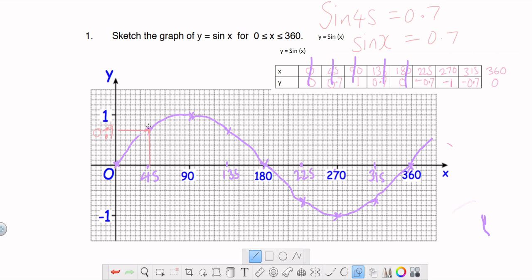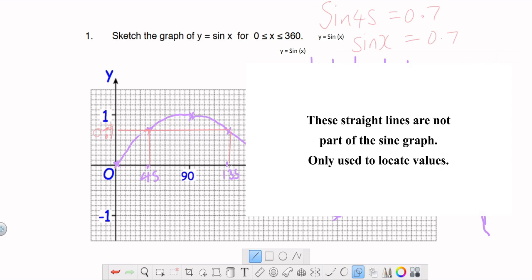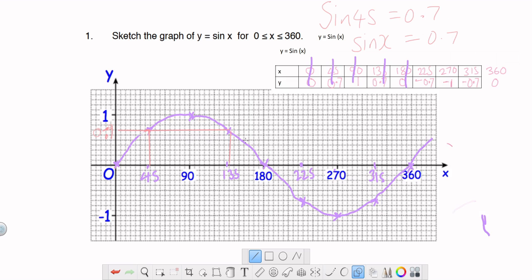Now, if I was to extend this line up to here, and when it touches the graph, go straight down, that's 135. There you go, 135. So sine of 135 gives you 0.7. Now, if you can give me another value of x that will also give me 0.7, I don't need to extend this graph any further.